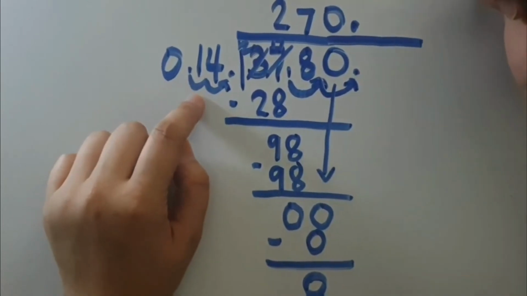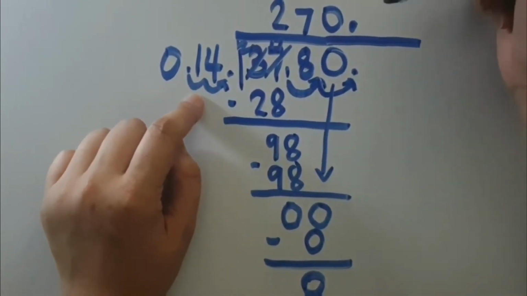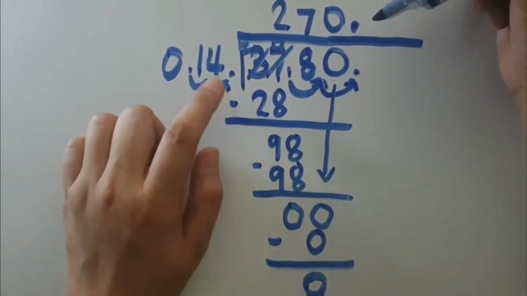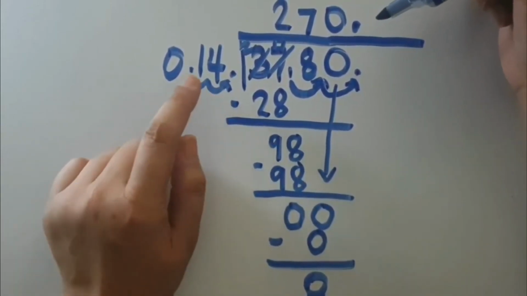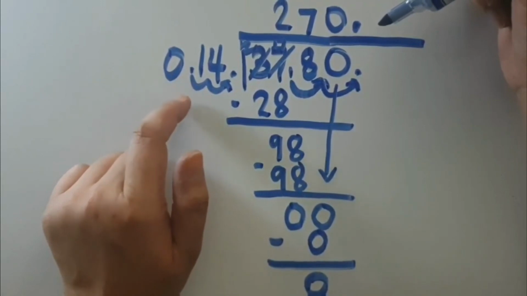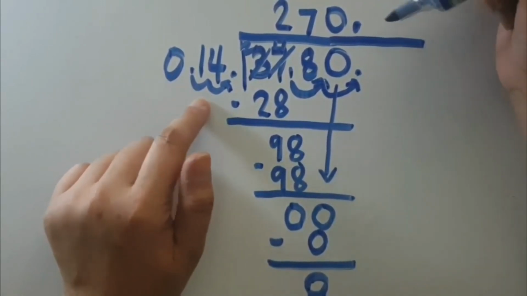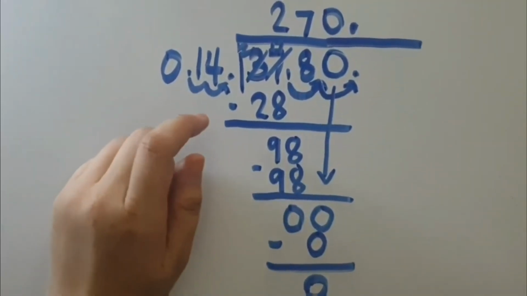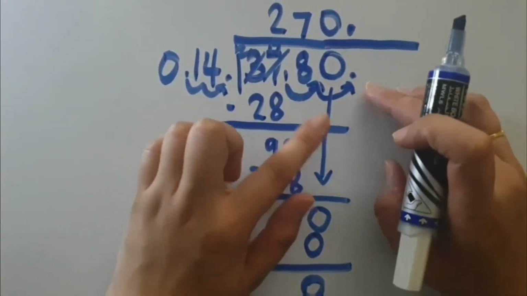Let's go over this again. We have 2 decimal places in our divisor. So we moved 2 places to the right to make it a whole number. And since we moved 2 places to the right in our divisor, we need to do the same in our dividend. We also need to move 2 places to the right.